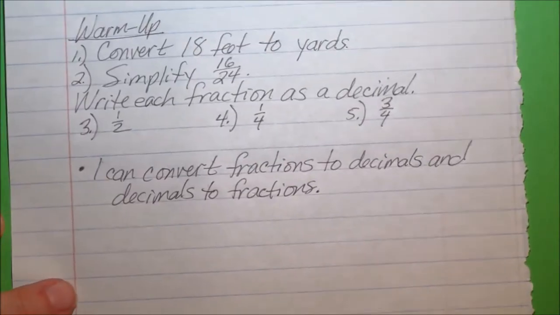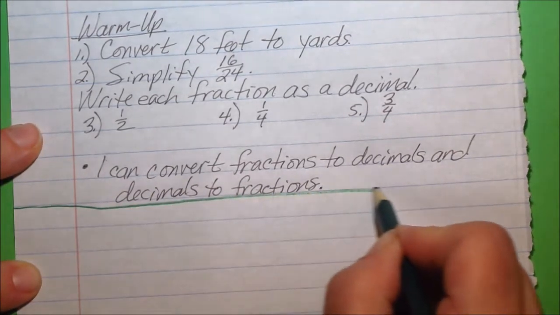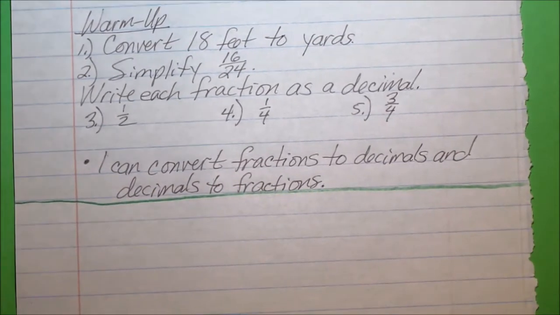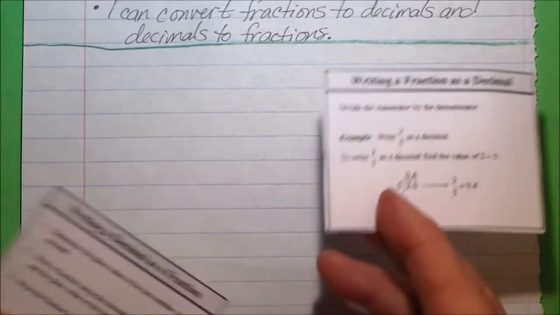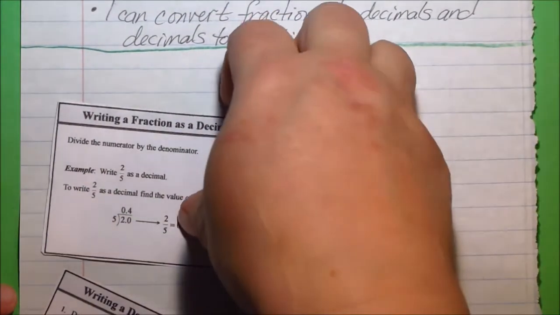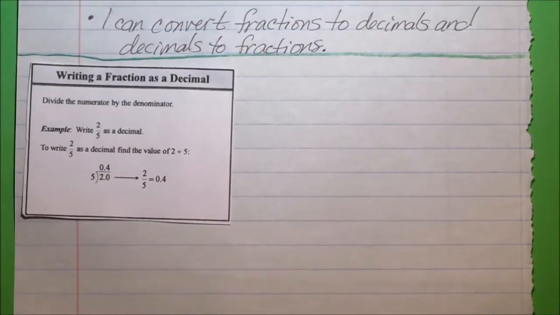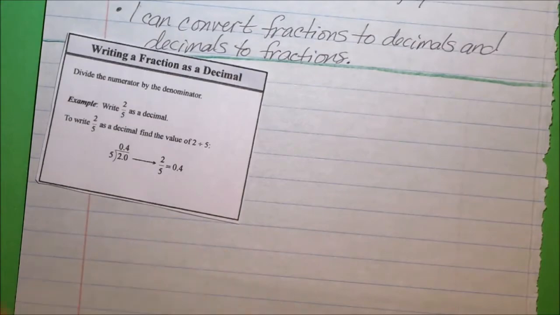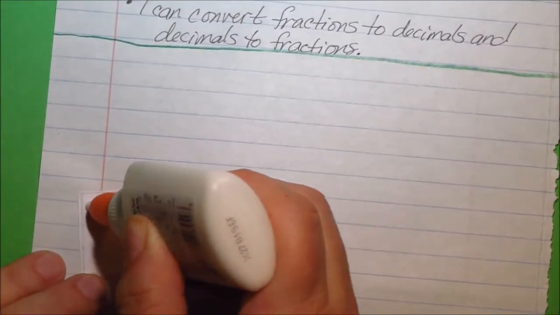All right. So I have 2 note slips that we're going to be using. One is writing a fraction as a decimal, one is writing a decimal as a fraction, and I want the fraction as the decimal to be first. All right, so if you want to fast forward while I glue these in, that would certainly be understandable.